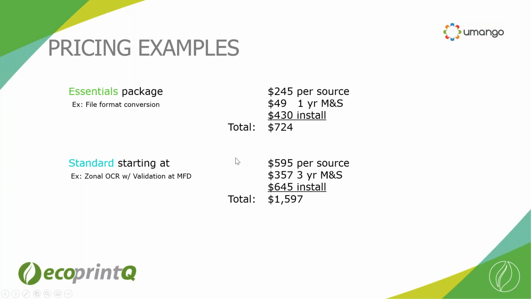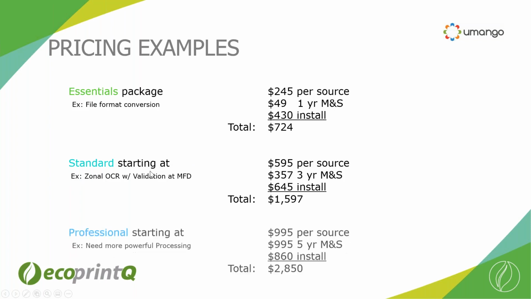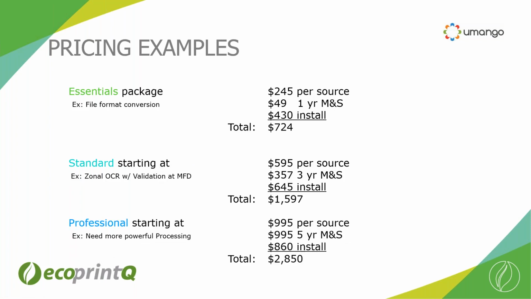Standards starting at the $5.95 per source. These are examples with your install services from ecoprintQ to have us even help out with it. Zonal OCR with validation at the MFD. Again, maybe this is just 1 or 2 devices that they're going to be processing, maybe 3, 4. But if we get up past 5, you know what I'm going to recommend, and that's professional. And that's because of the additional processing power and, of course, all of the other added benefits and features. So there's a couple of examples of how you could go into a deal.